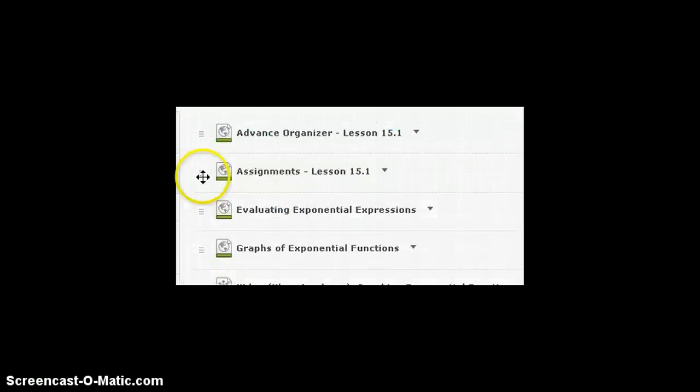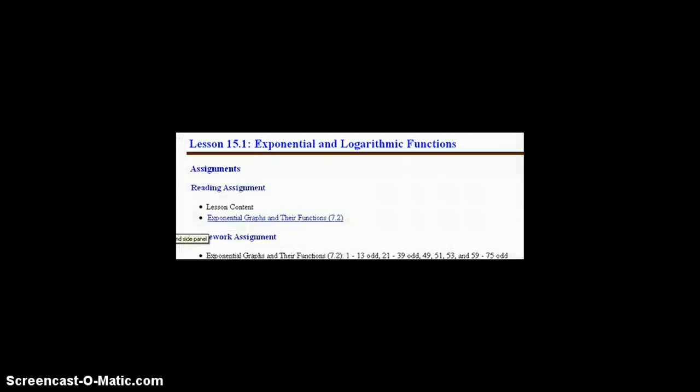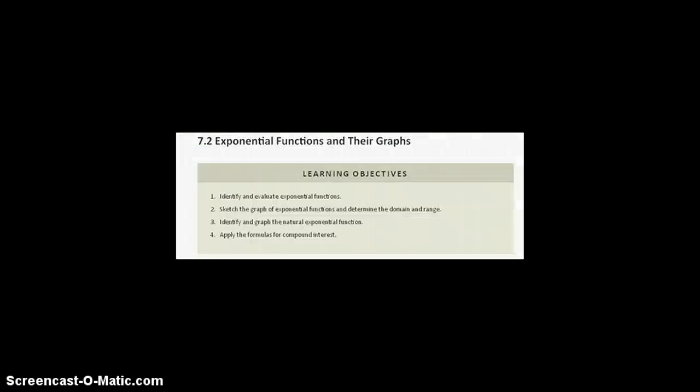Let's take a second look at the assignments here. Okay, now you really only have one major reading, and then you have your assignment. It would be in your best interest to do all of these problems here as a minimum. Okay, I did click on that reading here, and again, notice we're going through those different items here, and compound interest is one of those as well.